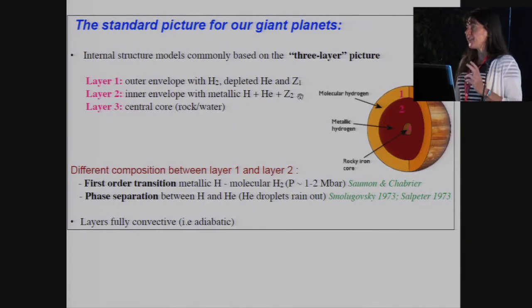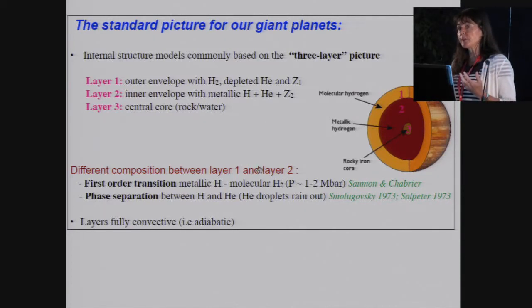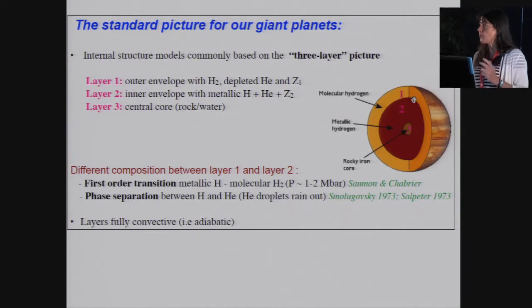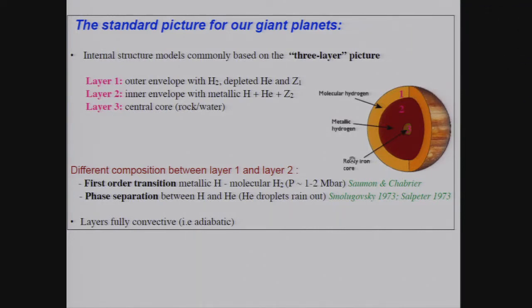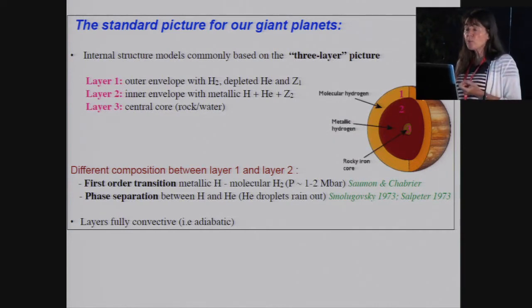The idea of differentiating layer 1 and layer 2 is actually based on 2 possible physical processes. The first one is the possibility of a phase transition between molecular hydrogen H2 and metallic, fully ionized hydrogen H. This would be a first-order transition, which means a discontinuity in entropy and in density, and therefore you would have a sharp boundary between layer 1 and layer 2. The other idea is that you may have a phase separation between hydrogen and helium, with helium making some kind of rain or droplets. And you would also have a discontinuity in composition between layer 1 and 2.